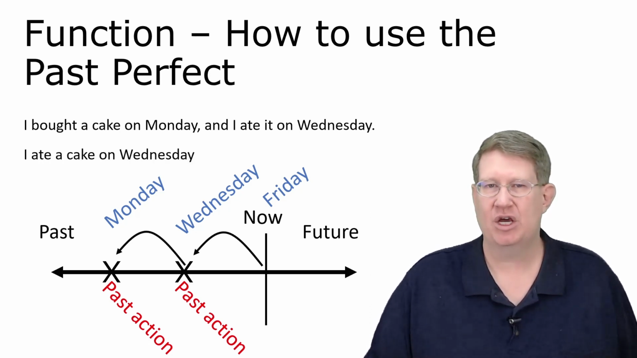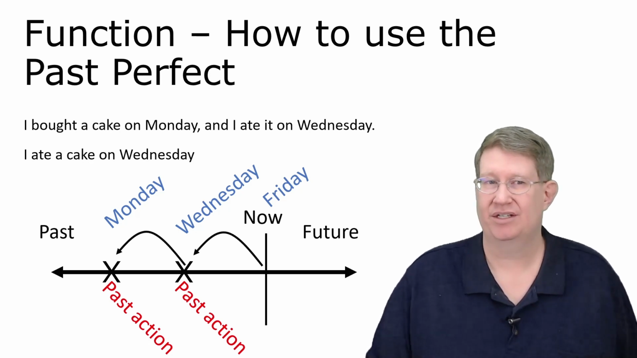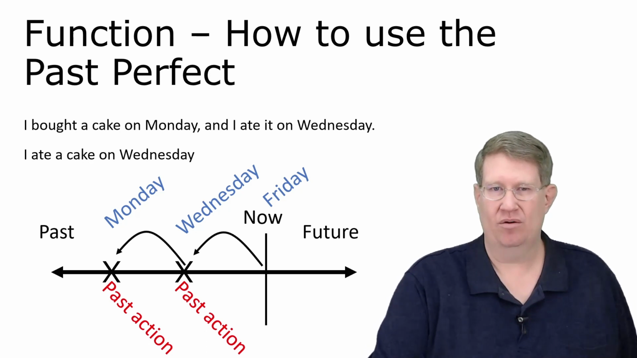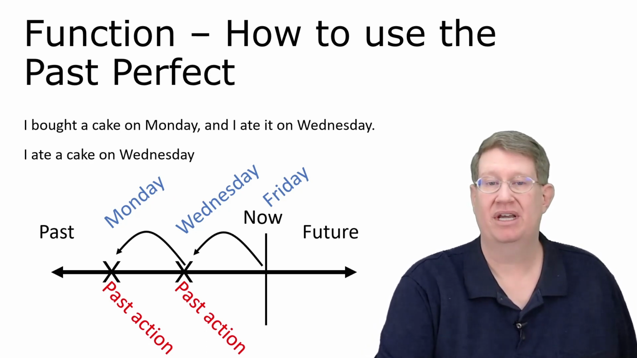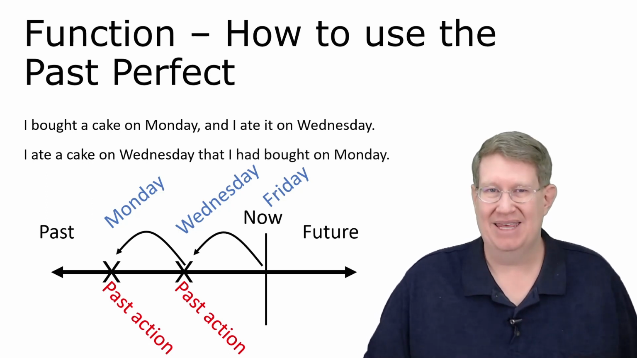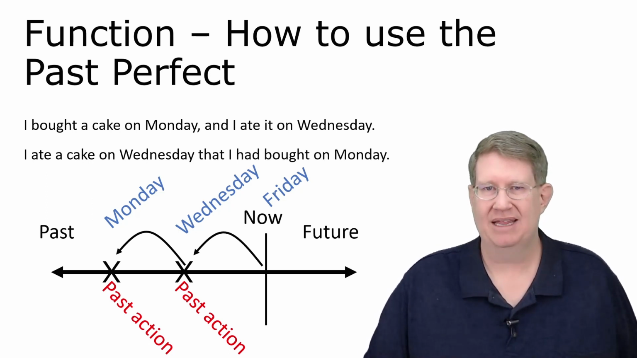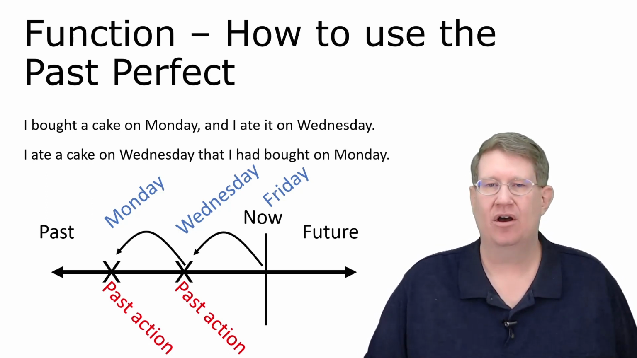I ate a cake on Wednesday. So far, that's essentially the same. I ate a cake on Wednesday, but now what do I do to get to Monday? This is where we use the past perfect. That I had bought on Monday.